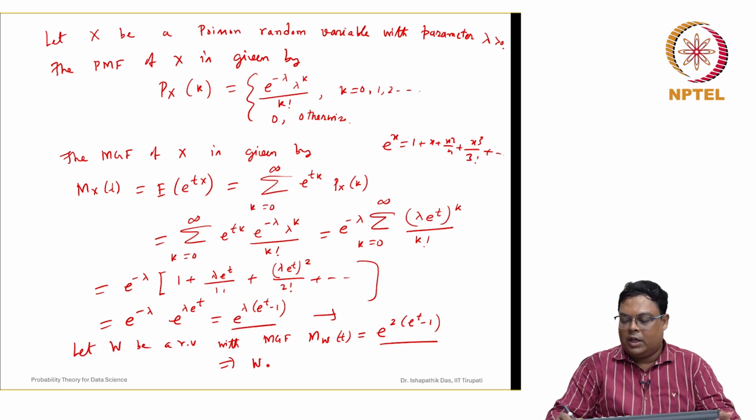So if w is a Poisson random variable with parameter 2, lambda is 2, then its moment generating function looks like this. So there cannot be any other distribution having this moment generating function, because if two different random variables have the same moment generating function, then they must have the same distribution. So by this uniqueness theorem we can say that w must have Poisson distribution with parameter 2. So that is the usefulness of the moment generating function for identifying a distribution.